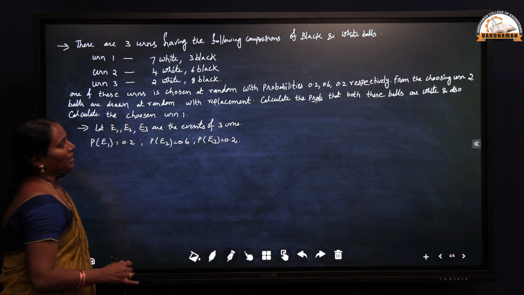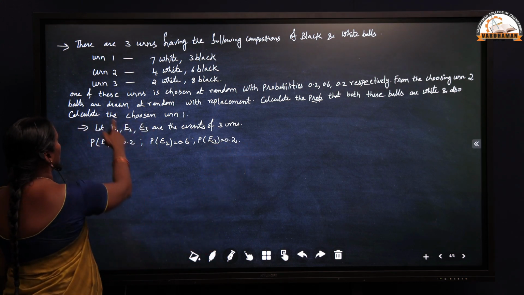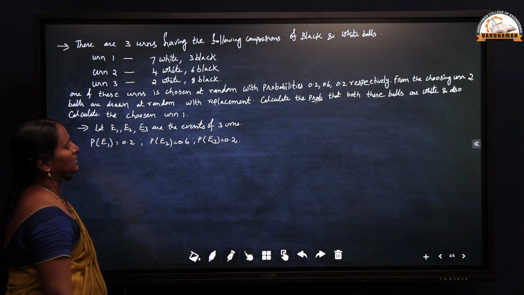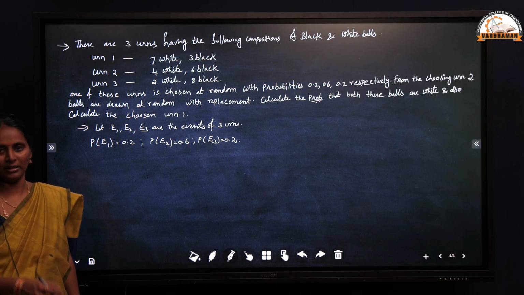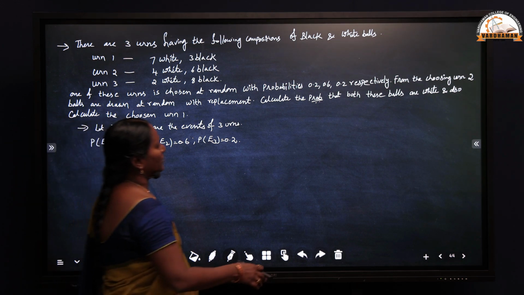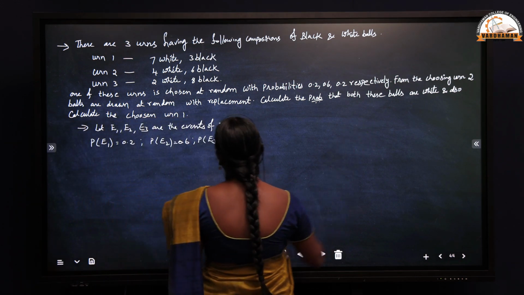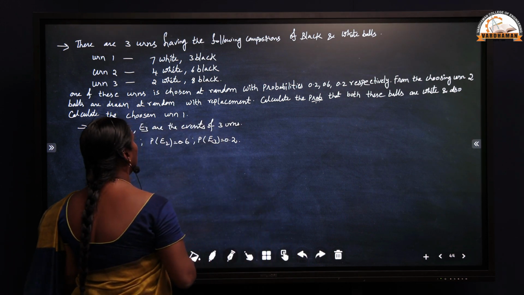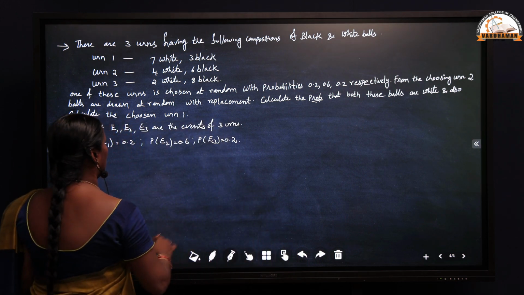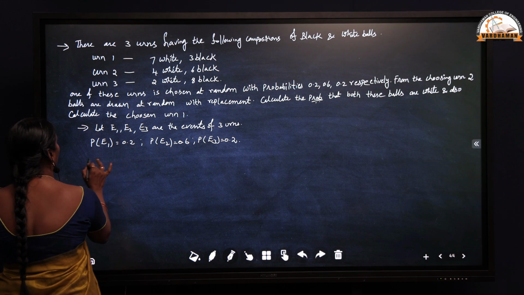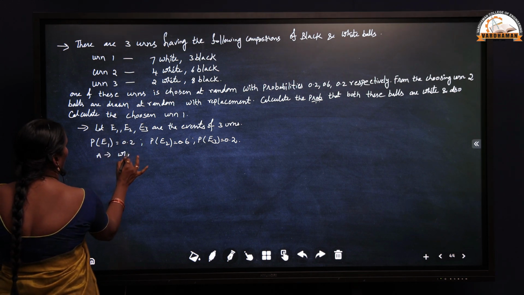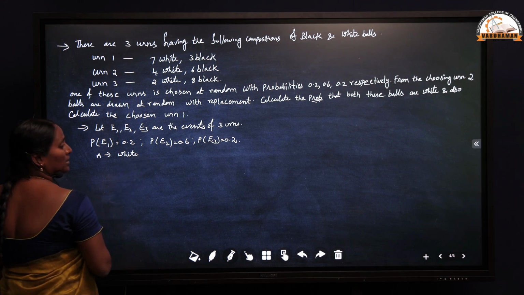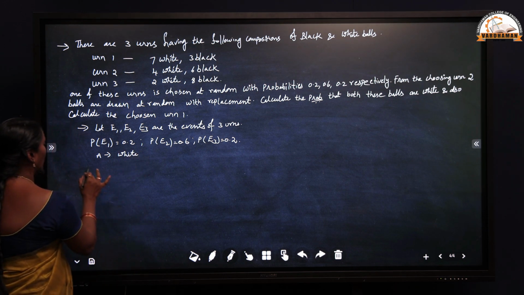From the chosen urn, 2 balls are drawn at random with replacement. With replacement means we take a ball and put it back in the same place. So calculate the probability that both these balls are white, and also calculate for the chosen urn. So now we are going to find A given E1. A is the event of choosing a ball, and it should be white.